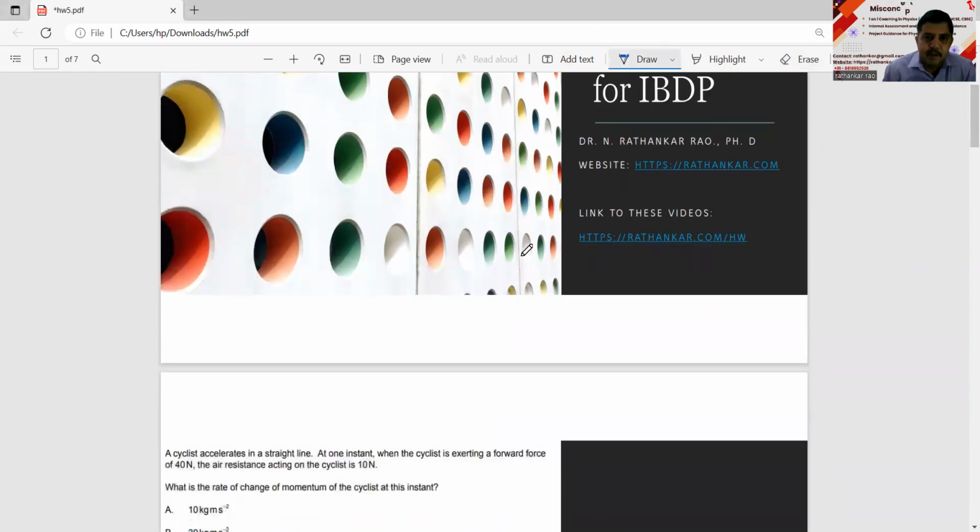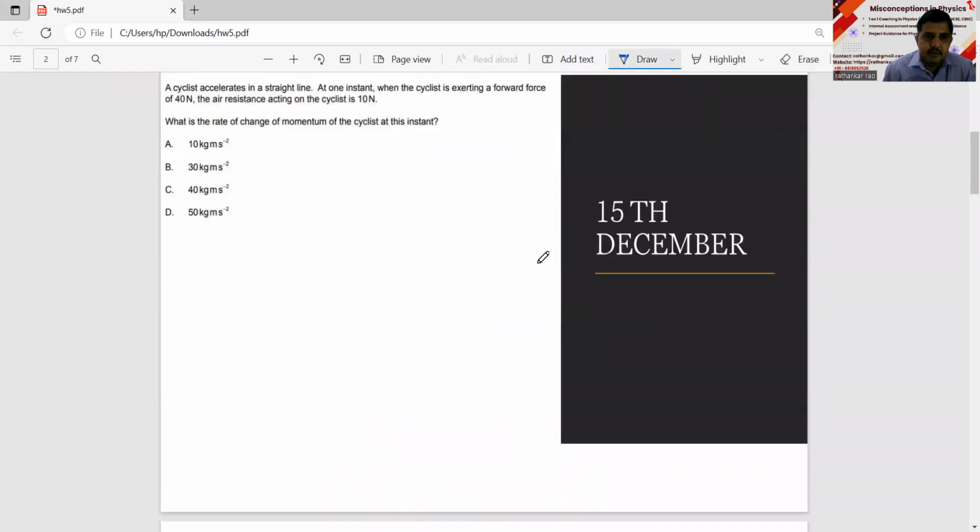Okay, now let me go back to this. Okay, fine. Now, the first problem states the cyclist accelerates in a straight line. At one instant, the cyclist is exerting a forward force.